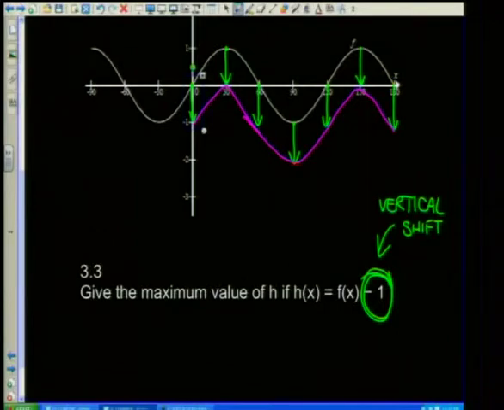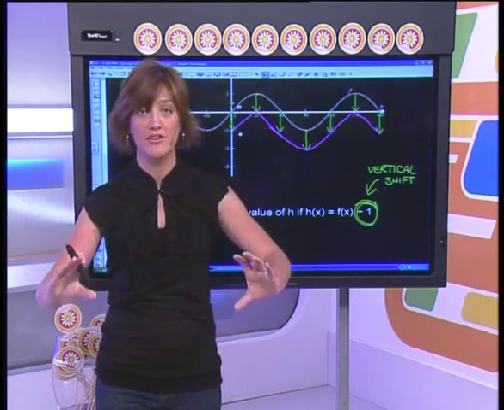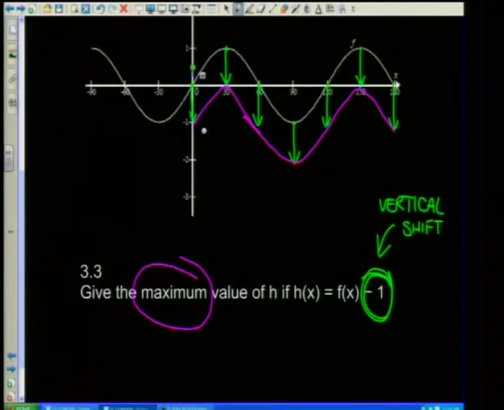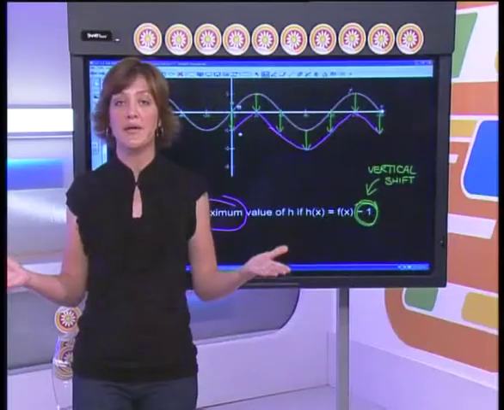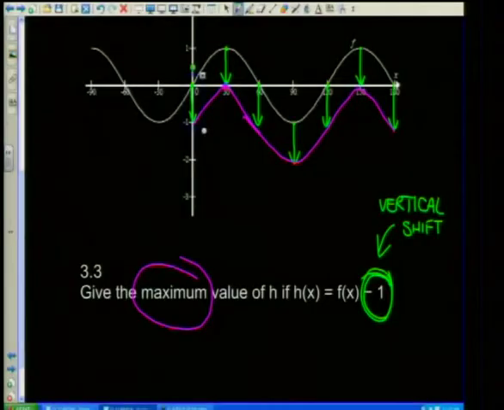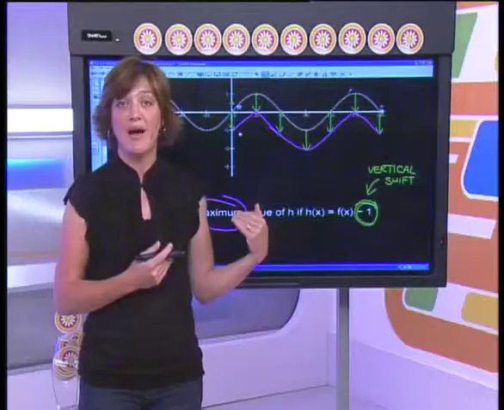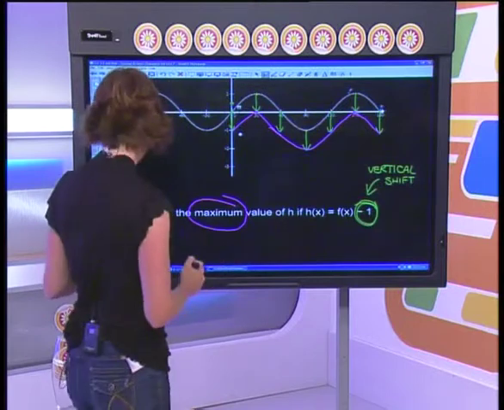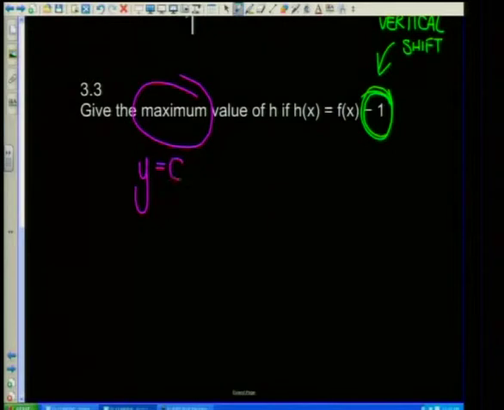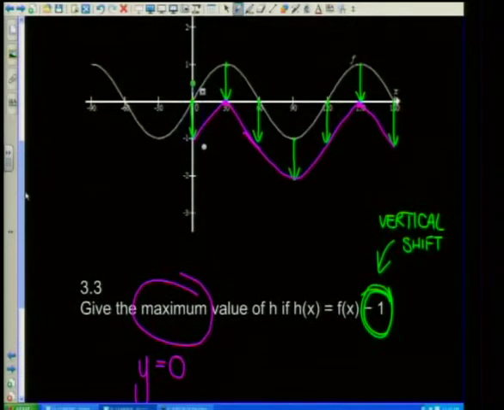So the shape of the graph has not changed. Nothing's changed in terms of your period, but what has changed is that the whole graph has been moved 1 unit down. So the question is asking us, what is the maximum value of h of x? So what's the highest point on my y-axis that we're going to be reaching? 0 is going to be your highest point. Okay, so your maximum value for this function, for h of x, is going to be y equals 0. And I hope everybody understands that.